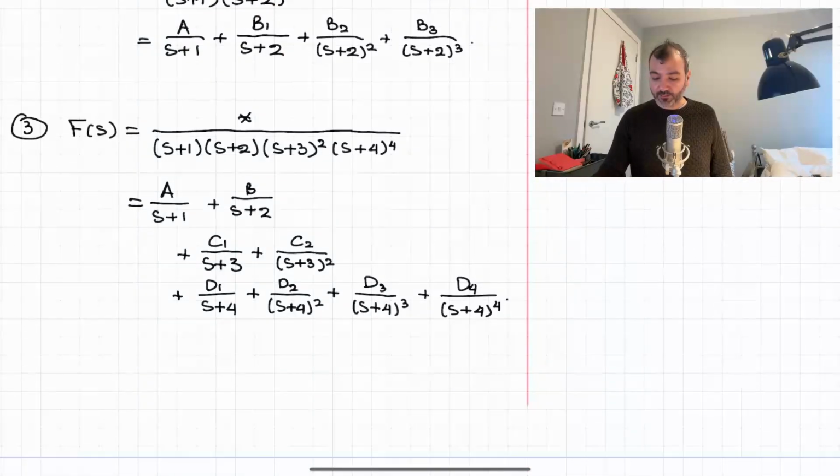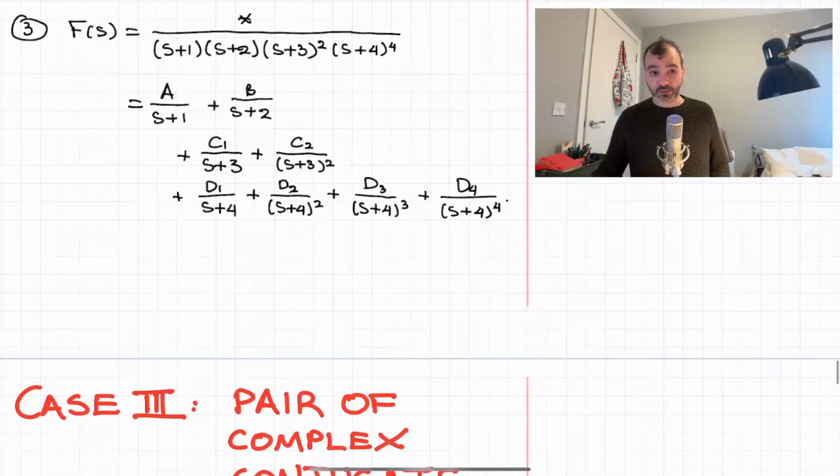Also, you could have s plus 1, s plus 2, s plus 3 squared, s plus 4, let's say to the power 4. Let's see what happens. Then s plus 1 gives you this term, s plus 2 gives you this single term. S plus 3 squared gives rise to 2 terms, let's call them c1 over s plus 3, c2 over s plus 3 squared, and I think you got it. This term gives you 4 terms. And then in this case, you need to determine 1, 2, 3, 4, 5, 6, 7, 8 coefficients. Right, so that was case number 2.